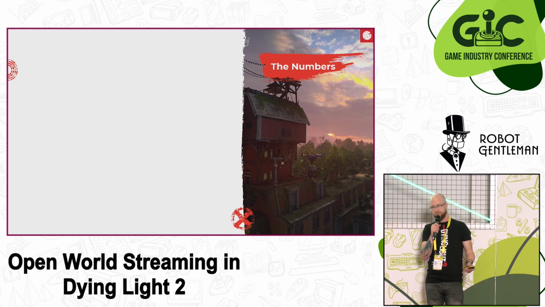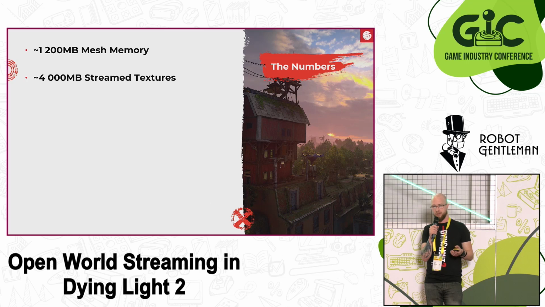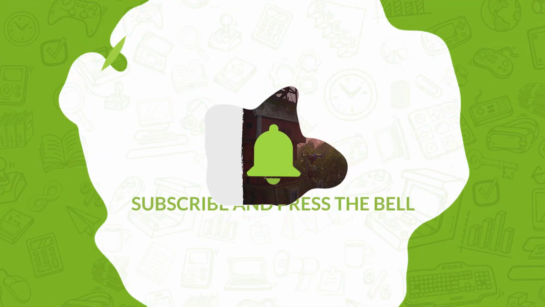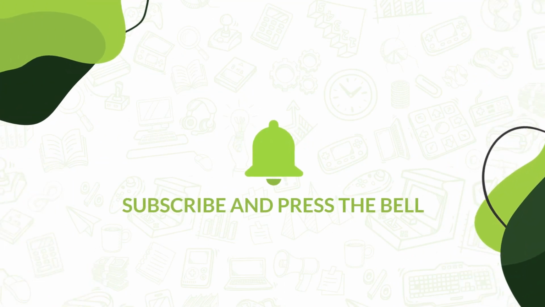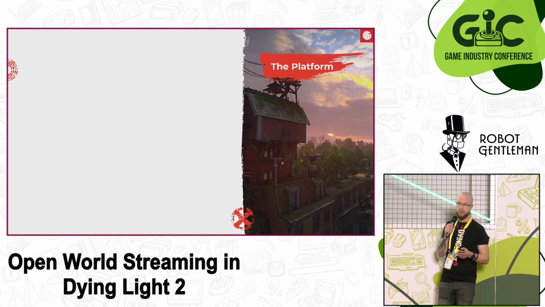Now some numbers. We've got in our project around 1,200 megabytes of mesh memory used. Then about 4,000 megabytes of textures that we need to stream in. And 150 megabytes of prefab memory, which describe the structure of a scene. And about 1 million render items. And 700,000 logical objects, which are like entities that contain components inside, which can be understood as game objects.